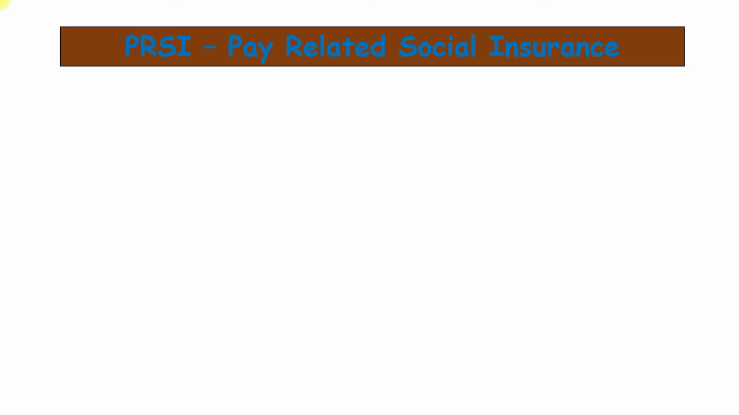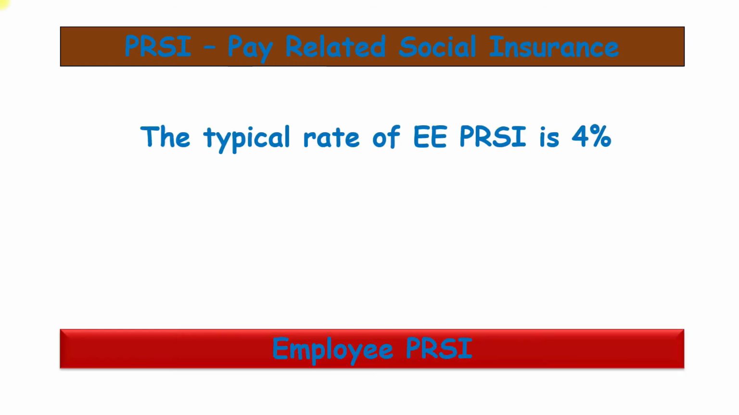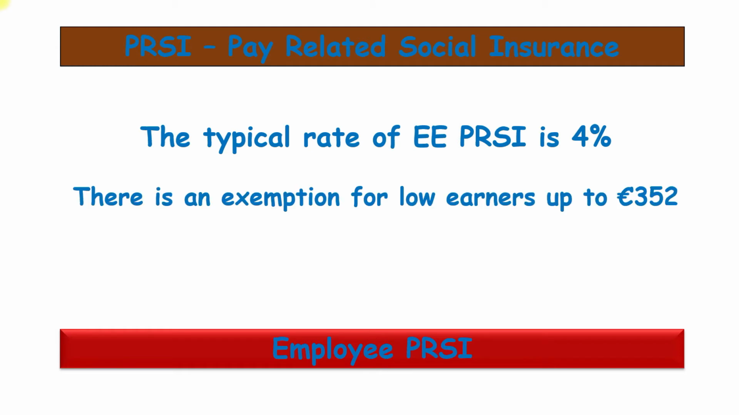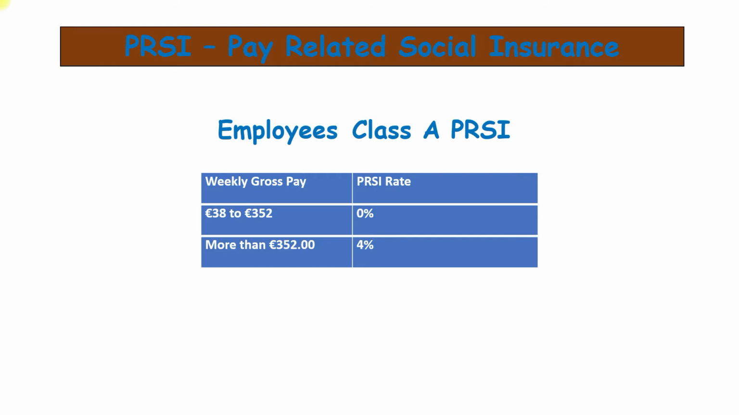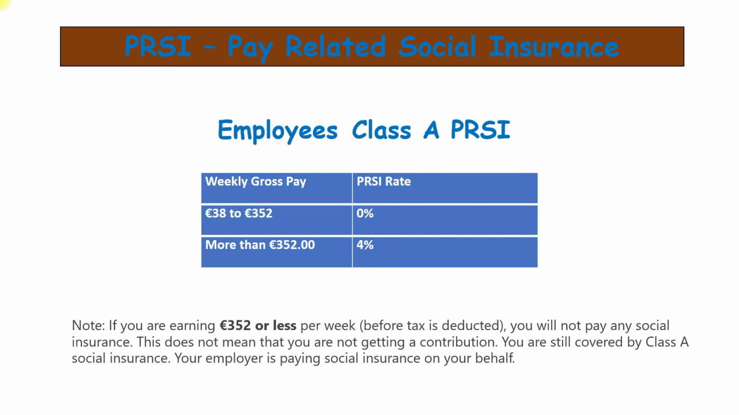The typical PRSI rate is 4% of the gross. However, an employee with a gross of 352 or less will not be charged PRSI. There is also a small reducing credit for any gross pay between 352 and 424. There are a number of different PRSI classes, but the most used one is Class A. A schedule of the other classes can be found at the end of your workbook.